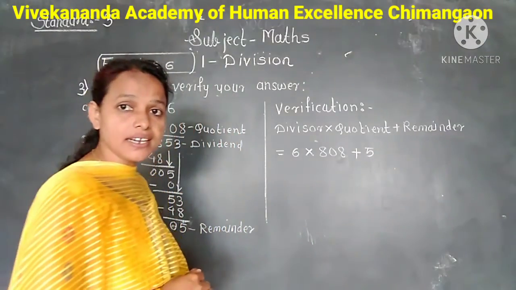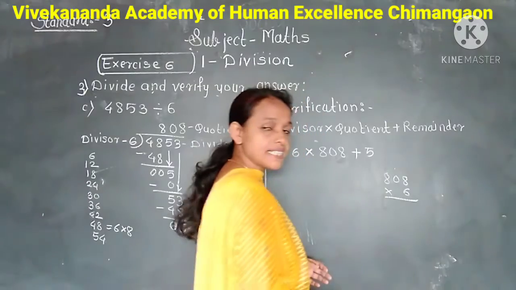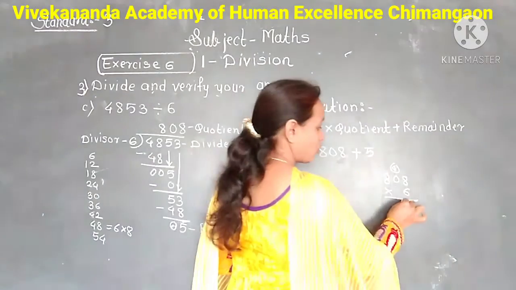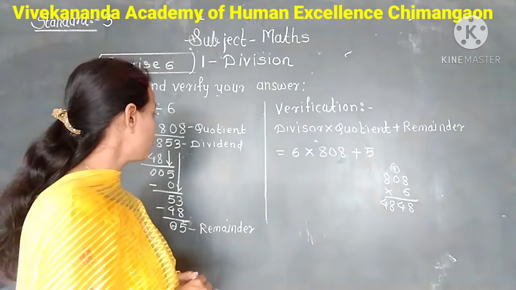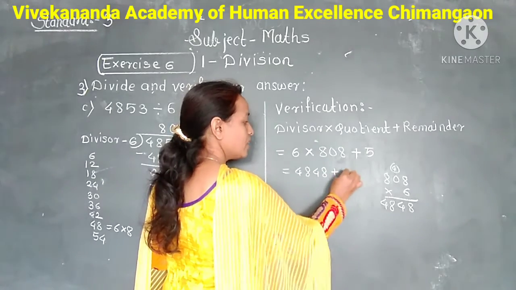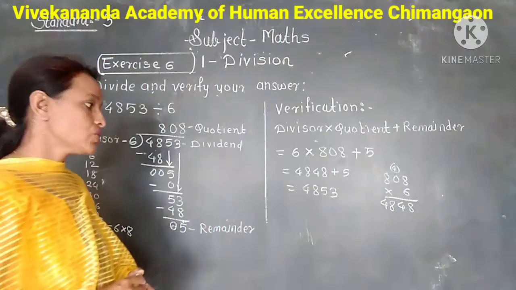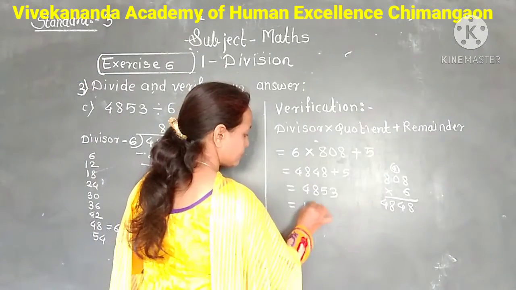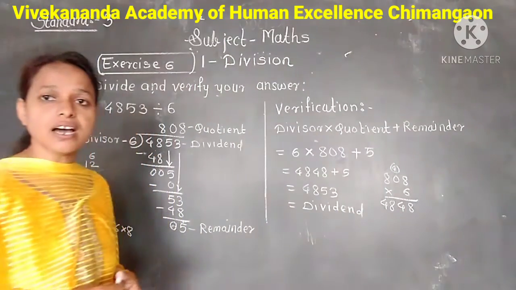Now we multiply 808 by 6. 6 8s are 48, 8 carry over 4, 6 zeros are 0 plus 4, 4. And 6 8s are 48. So here we get product 4848 plus 5. We get 4853. So 4853 is the dividend. So student, we verify our answer.